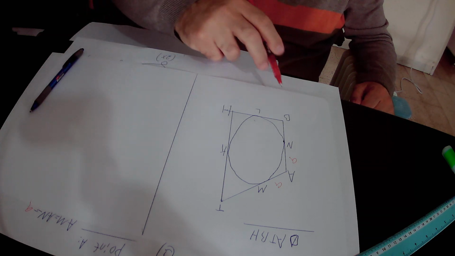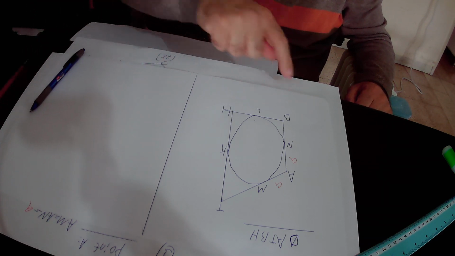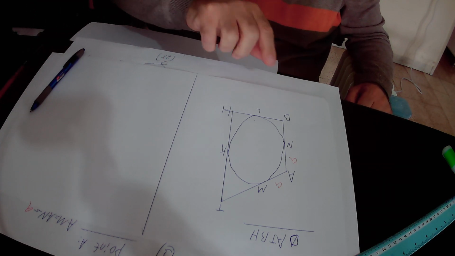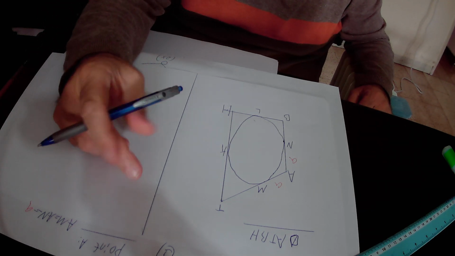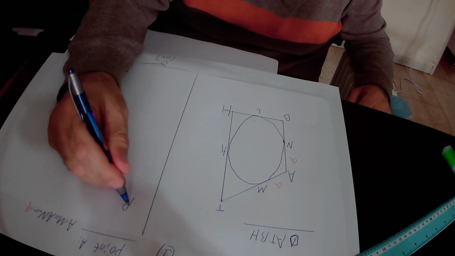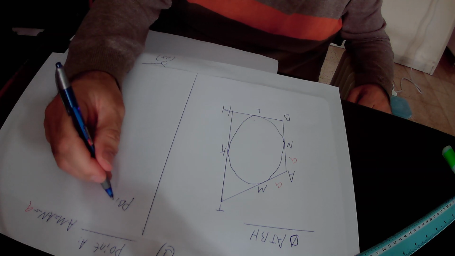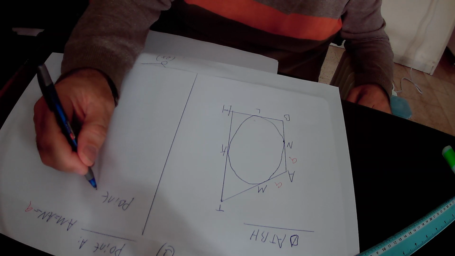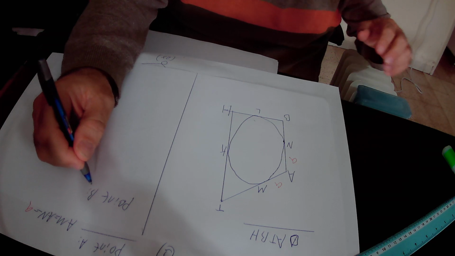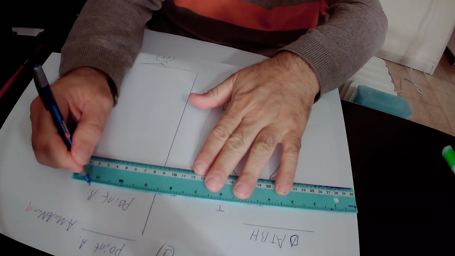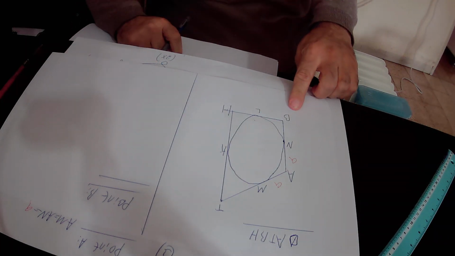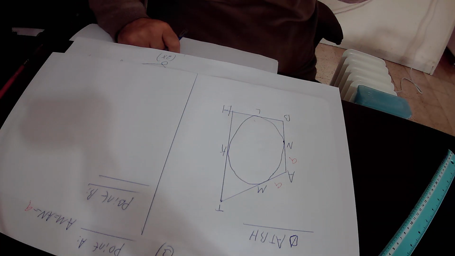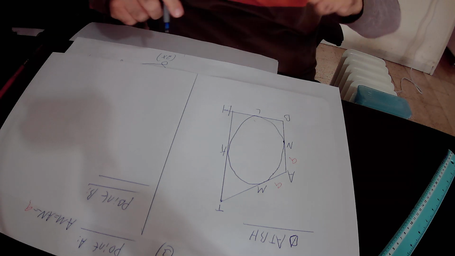We focus on the common external point, point B. From the common external point B, we have two tangents to this circle, tangent BN and tangent BL, and according to rule number 2, they are equal to each other. That is to say, BN equals BL.